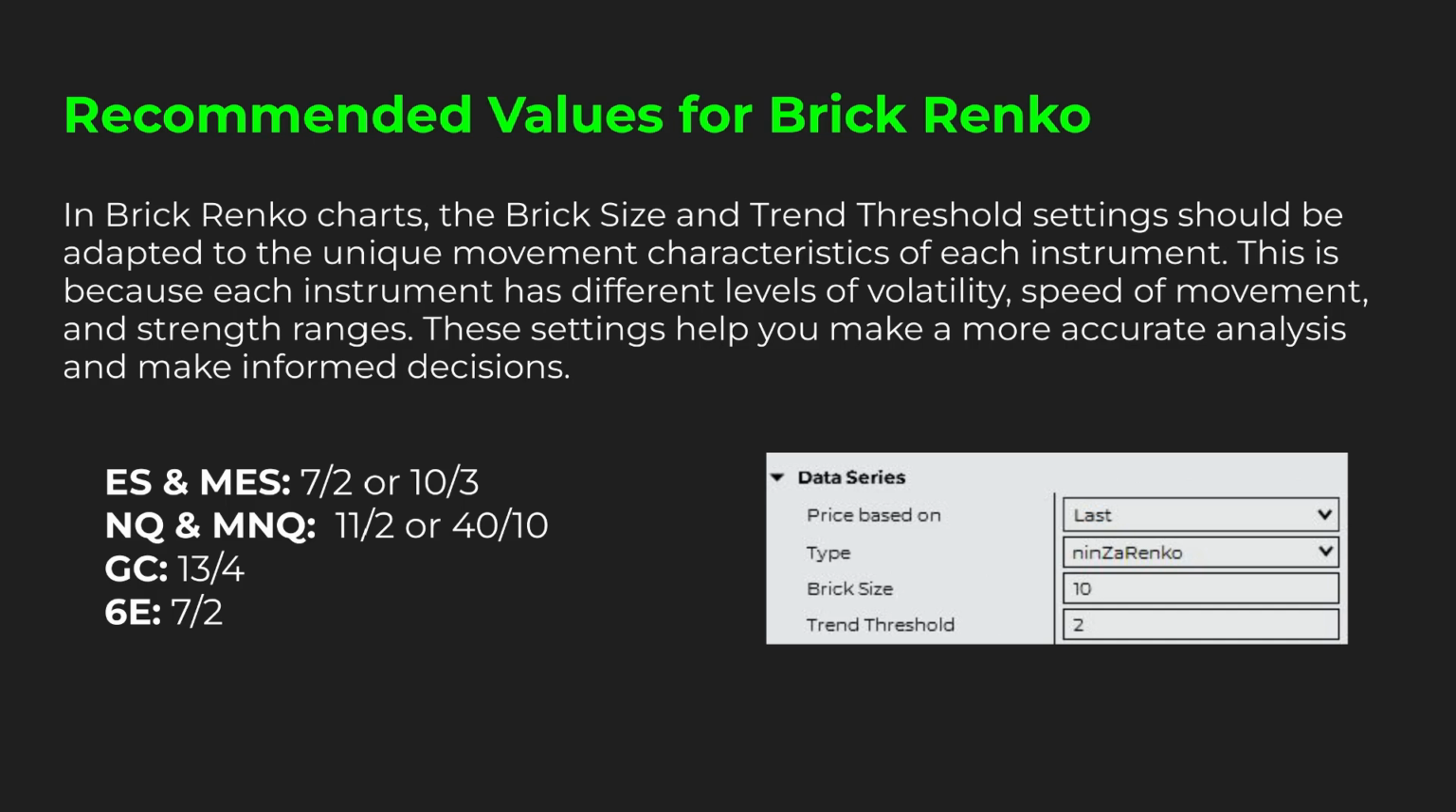In ES and MES, that is micro S&P 500, I use 7 as the brick size, and the trend threshold is 2. Or depending on the speed of the market, I use 10 as the brick size and 3 as the trend threshold. In NQ and MNQ, and if you don't know, MNQ is the micro version of NQ, I want to open a special parenthesis for this NQ. NQ is an extremely fast, extremely liquid product.